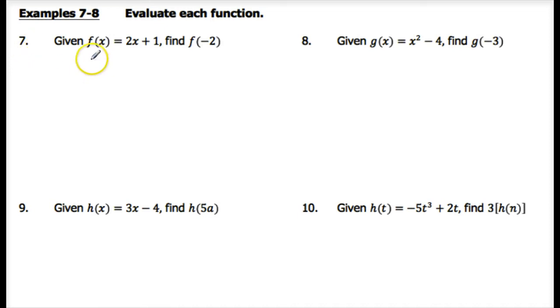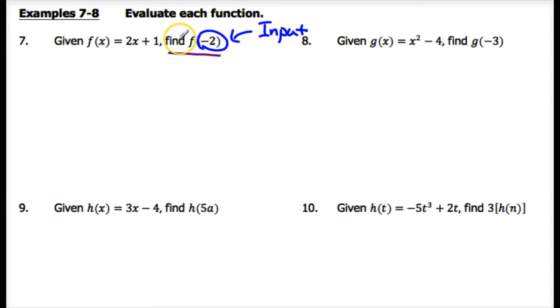In each of these examples, I'm going to evaluate each function based on what I'm given. So let me show you how this works. Number 7, I'm given the equation. Again, I read this as f of x equals 2x plus 1, and I'm supposed to find f of negative 2, is how I say this. All this means is it wants me to take this equation and use an input of negative 2. So this is my input value, and it wants me to determine what the output would be.